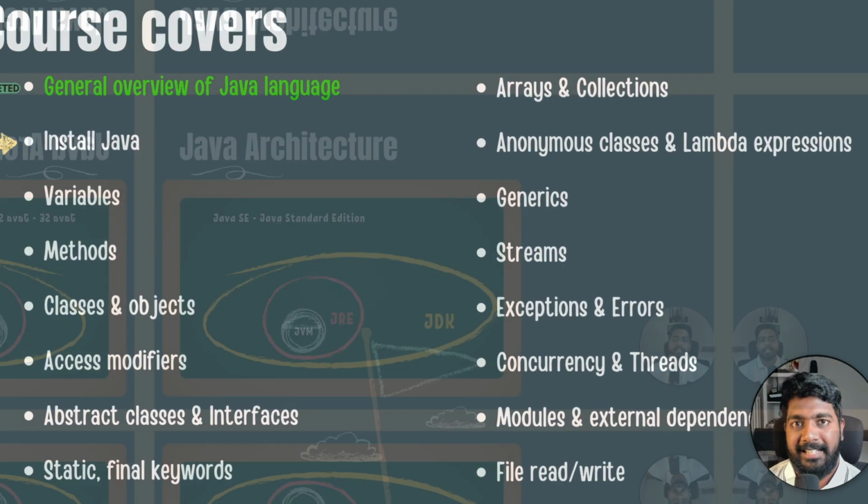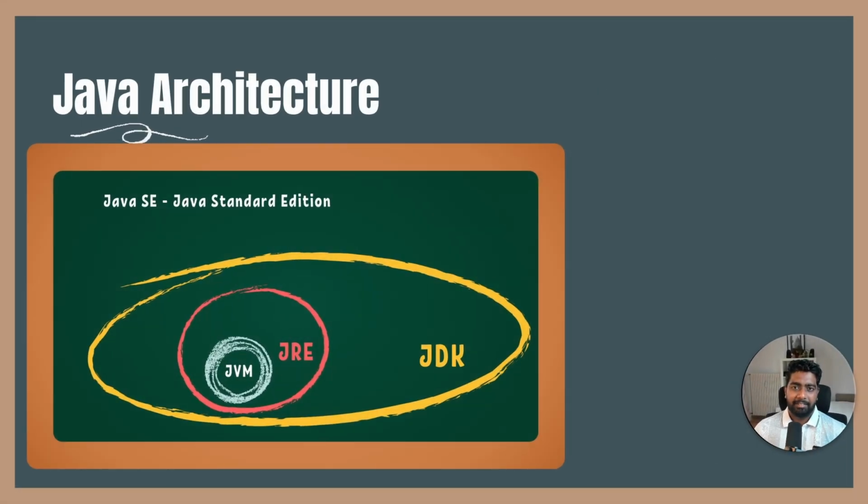Here is the Java architecture, which I have already shown to you in the previous video. I want to emphasize the importance of these three components in the Java language. JVM is the heart of the Java language, and around JVM we have the JRE, which is the Java Runtime Environment. If you want to run any Java applications, all you need to have is just the JRE.